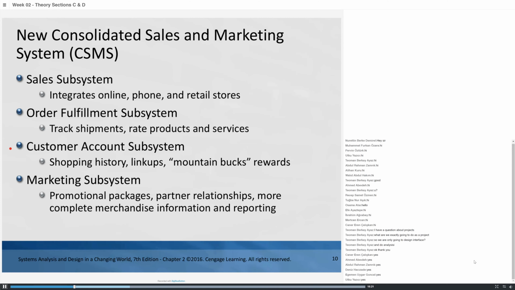The third one is the customer account subsystem. This is about enhancing customer experience. For example, customers can view and maintain their account information. Also, customers can share their experiences and opinions on merchandise, and the system will keep track of detailed shipping and so on. Ultimately, the marketing system is primarily for employees.